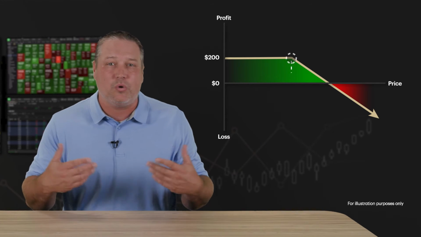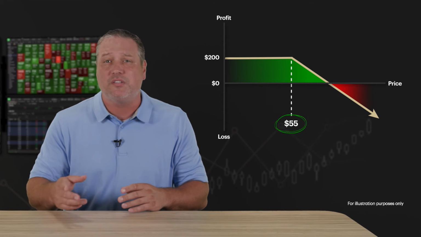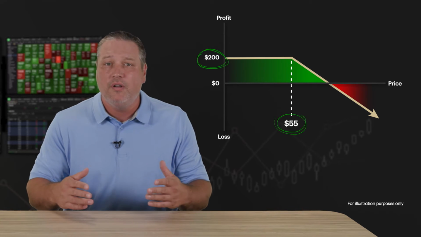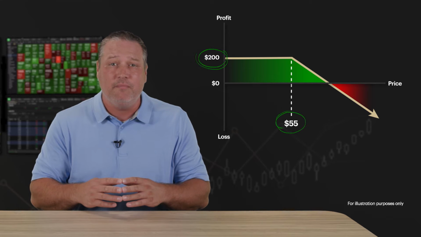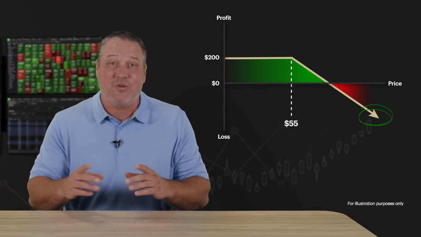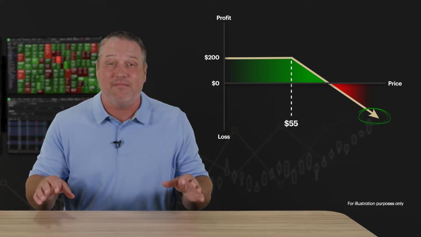Let's imagine we sold a March $55 call 2 months ago and you received a credit of $200 for the trade. However, after reviewing the profit and loss diagram, you're concerned about the unlimited risk potential that this trade has. Plus, you have a lot of buying power which is tied up in the trade. Well, you can leg into a spread to change all of that.